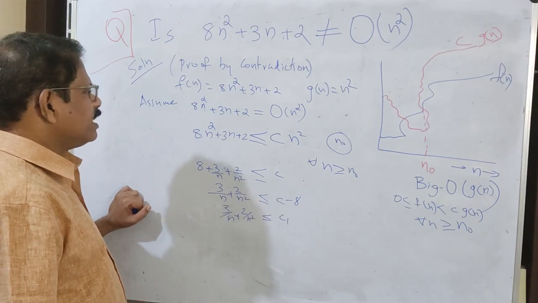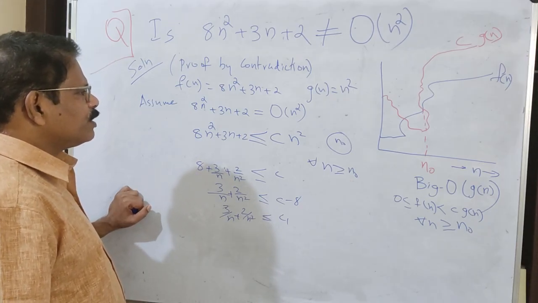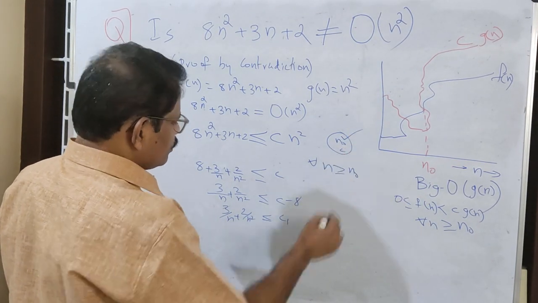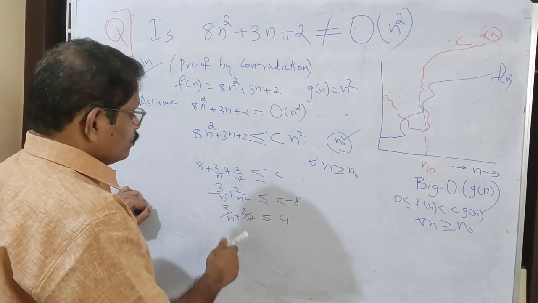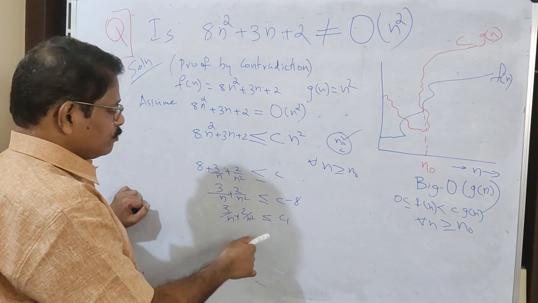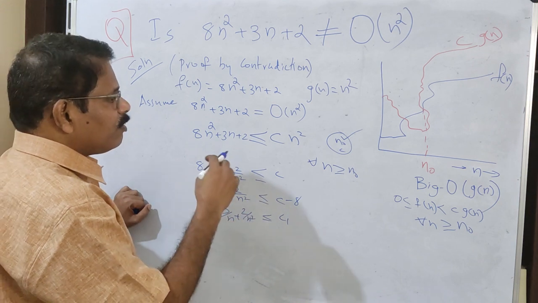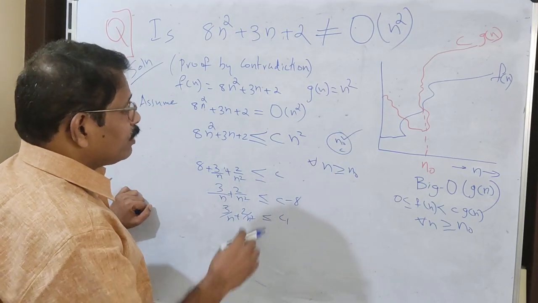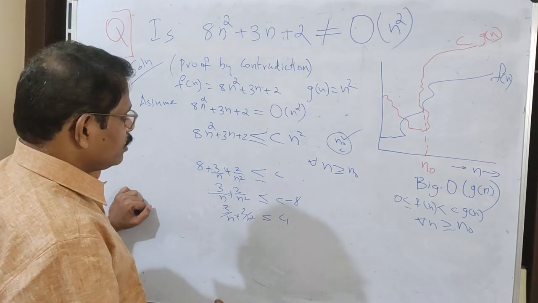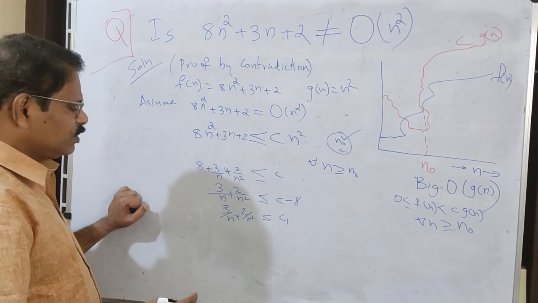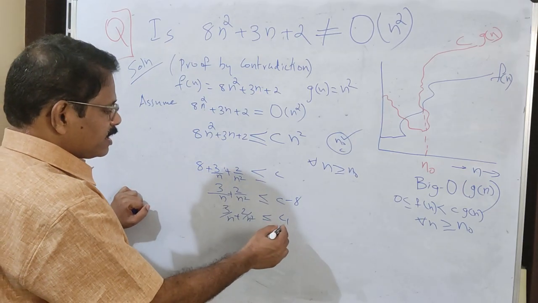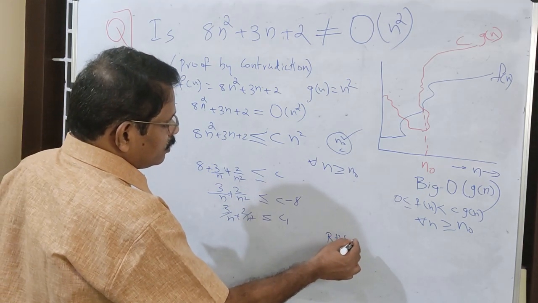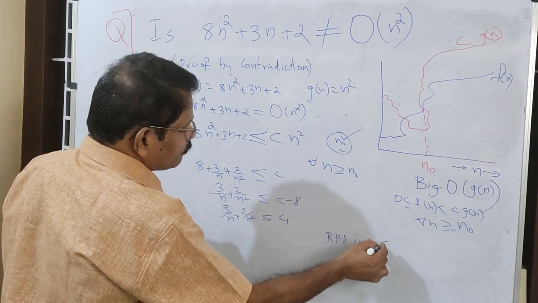3 by n plus 2 by n square, less than or equal to C1. Our assumption is 8n square plus 3n plus 2 is of order big O n square. Then there should be an n0 and there should be a c. So at n0, this f of n equals c into g of n. If n increases, that is n greater than n0, we have to check whether this inequality holds or not. We can see this RHS is a positive constant.